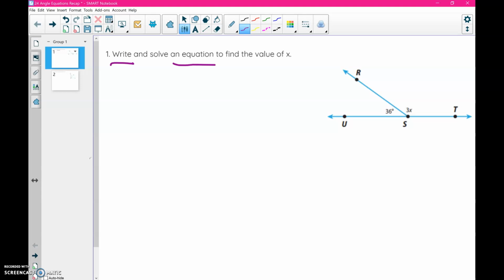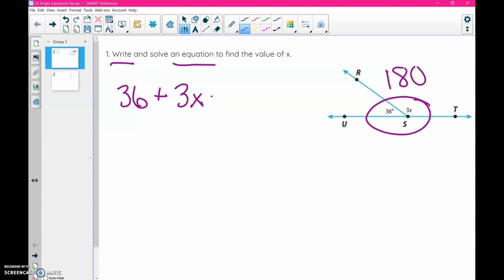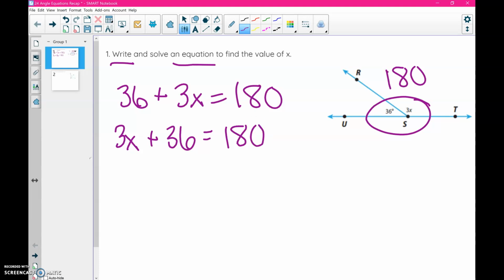So for this one, for example, these two show a supplementary angle, so we know together they're going to equal 180. And so that's how we want to make sure we're setting this up, is that we're equaling to 180. So how are we equaling 180? We are adding 36 plus the 3x to equal 180. That would be an equation that could represent this. Now you could flip it around, right? You could have 3x plus 36 equals 180. That would be an acceptable order too.